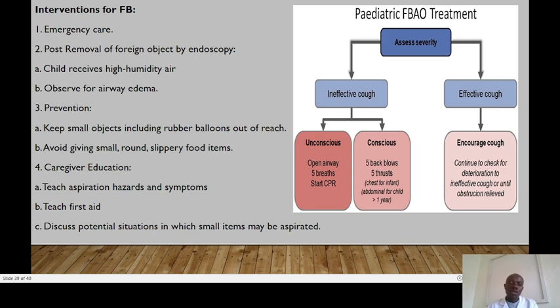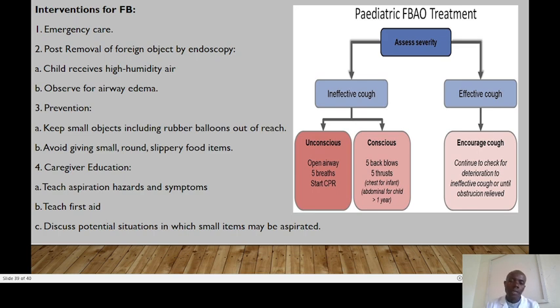So the intervention, you really have to assess, guys. This warrants emergency care, right? Emergency care, where you have to see if there's an effective cough or not. If there's an effective cough, you have to encourage them to cough, and you continue to check for deterioration to ineffective cough until obstruction is relieved. That is okay.